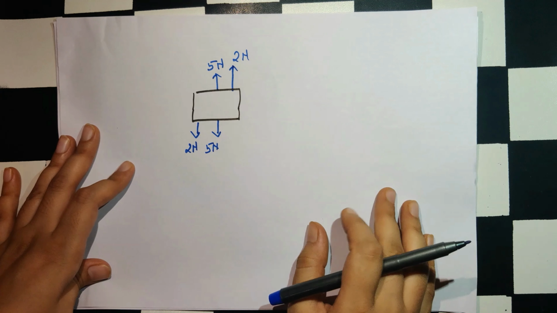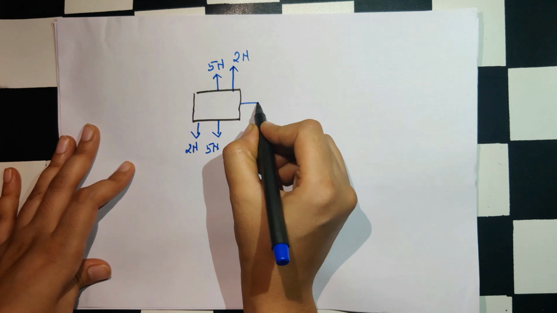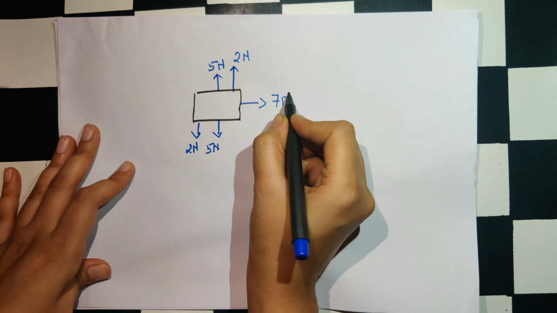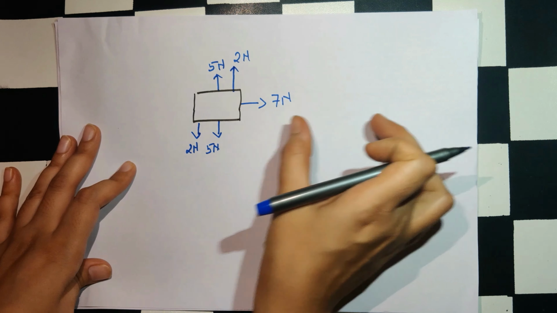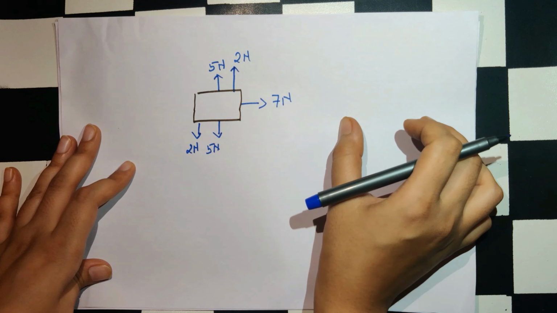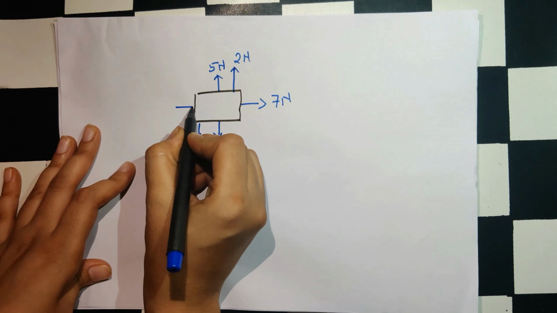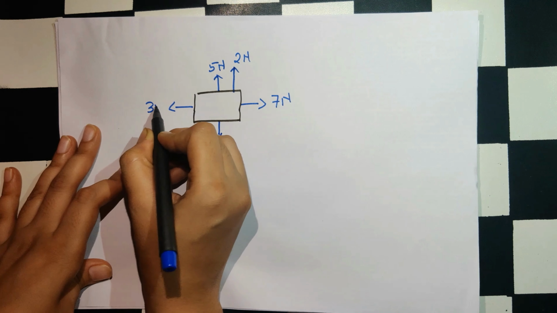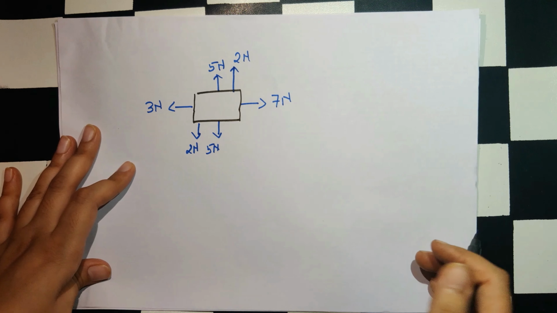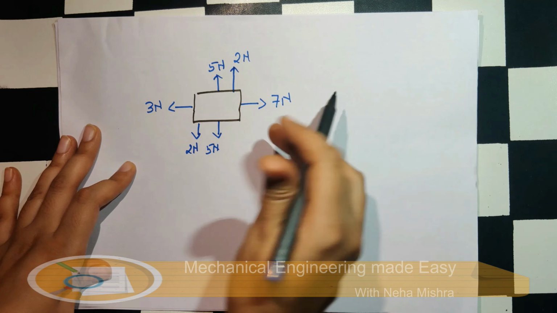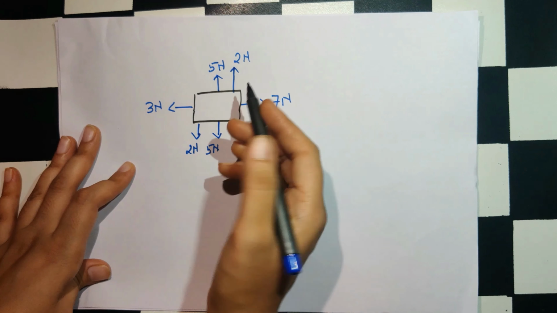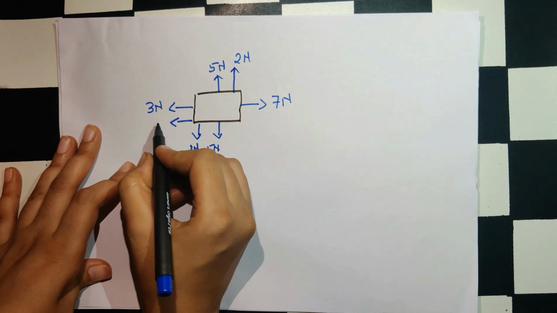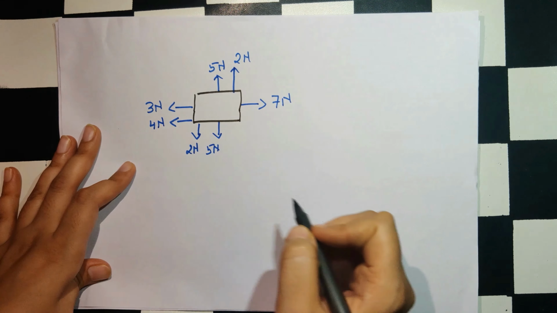or stable condition. Now suppose I apply here 7 Newton force. Now what will happen? This block will try to move to the right side. Okay? Now suppose I apply here 3 Newton force. Again, since 7 is more, this block will move in the right direction. Okay? Now suppose I apply here 4 Newton force.